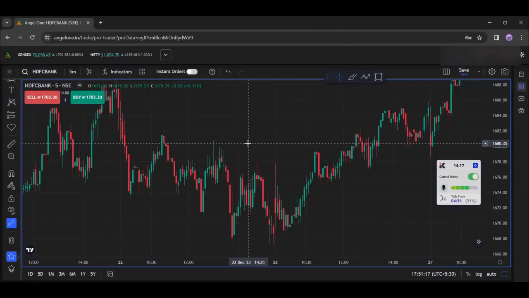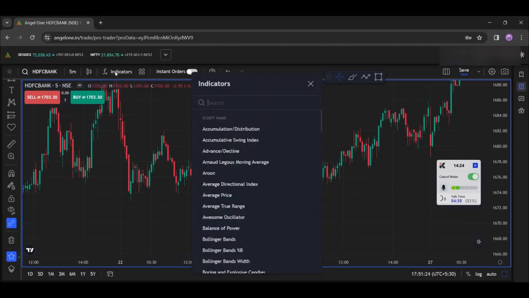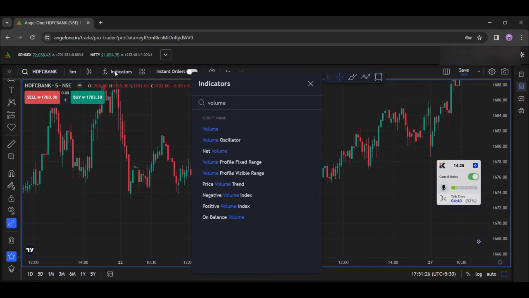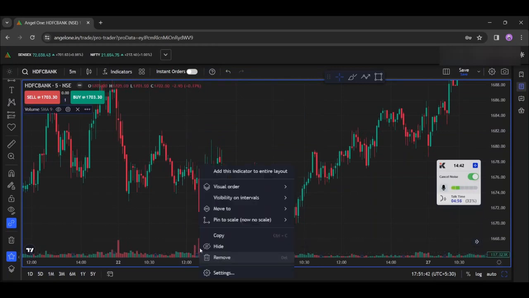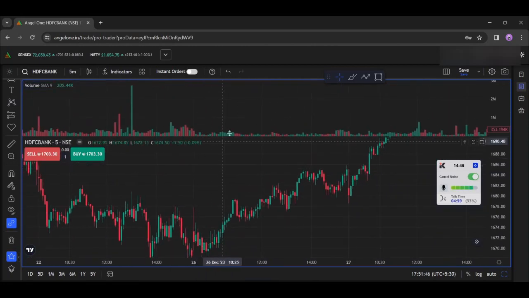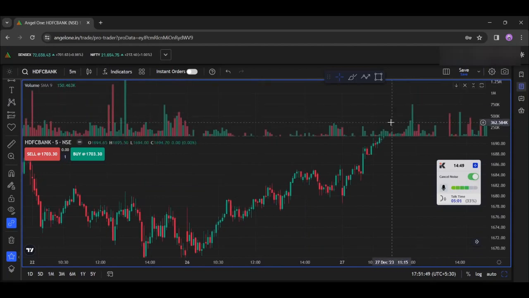So now you're on the Angel One web application and you're able to spot the HDFC Bank. To add the volume indicator, what you have to do here is come to the section indicators and search for volume. Once you type volume, you're able to spot multiple options like volume, volume oscillator, net volume, and volume profile fixed range, etc. Here just select volume and you can see your volume indicator has been added. What I'll do here is switch this position to above, and now you can see the volume indicator more clearly, right?